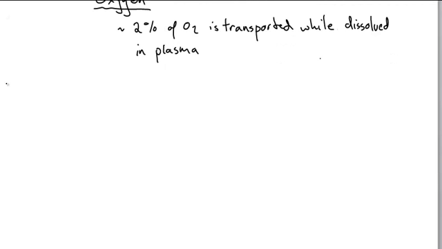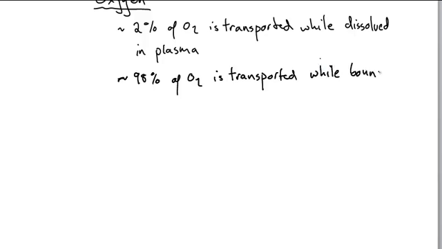Whereas the vast majority, approximately 98% of O2 is transported while bound to hemoglobin in red blood cells.